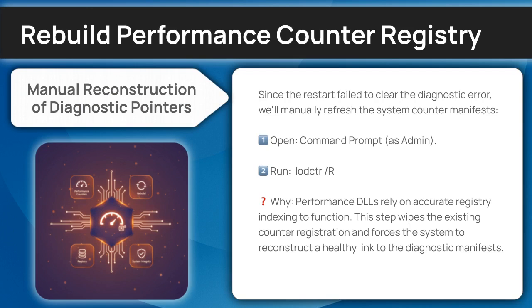Since the restart failed to clear the diagnostic error, we'll manually refresh the system counter manifests. First, open Command Prompt as admin. Second, you're going to type lodctr /r, then hit Enter. Why are we doing this? Well, performance DLLs rely on accurate registry indexing to function. This step wipes the existing counter registration and forces the system to reconstruct a healthy link to the diagnostic manifests.